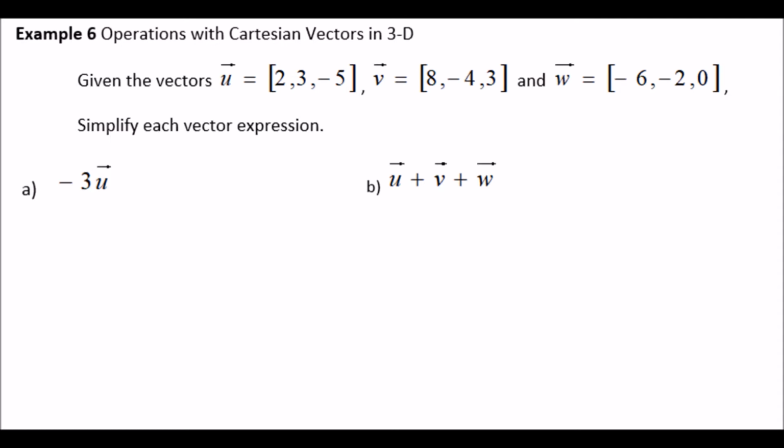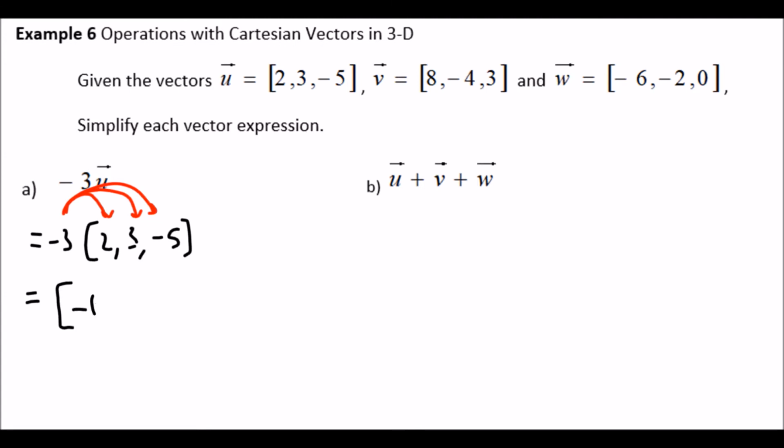So the first one looks like this. I have negative 3u, so that's my scalar times my vector u. So this is really equal to negative 3 times the vector u, so 2, 3, negative 5. And so what I'm doing here is I'm simply multiplying this into each coordinate. So this is really going to be equal to the vector negative 6, negative 9, and 15.